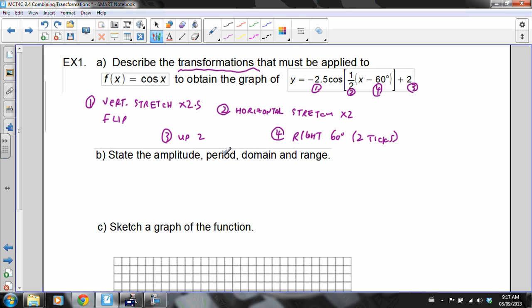State the amplitude, period, and domain and range. So the amplitude, we just take the positive number, right? Amplitude is 2.5. The period, 360 divided by a half. Flip and multiply there.